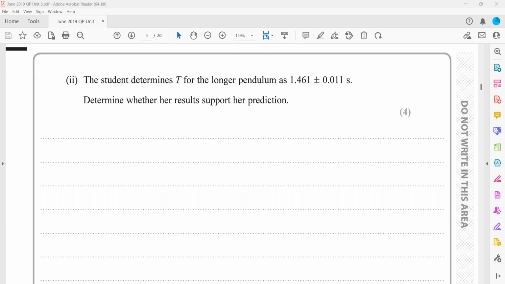So how do we do this? First, we find the value of Td square over Ts square according to the values which we calculated. Then we'll find the percentage uncertainty, and then we'll find the percentage difference.